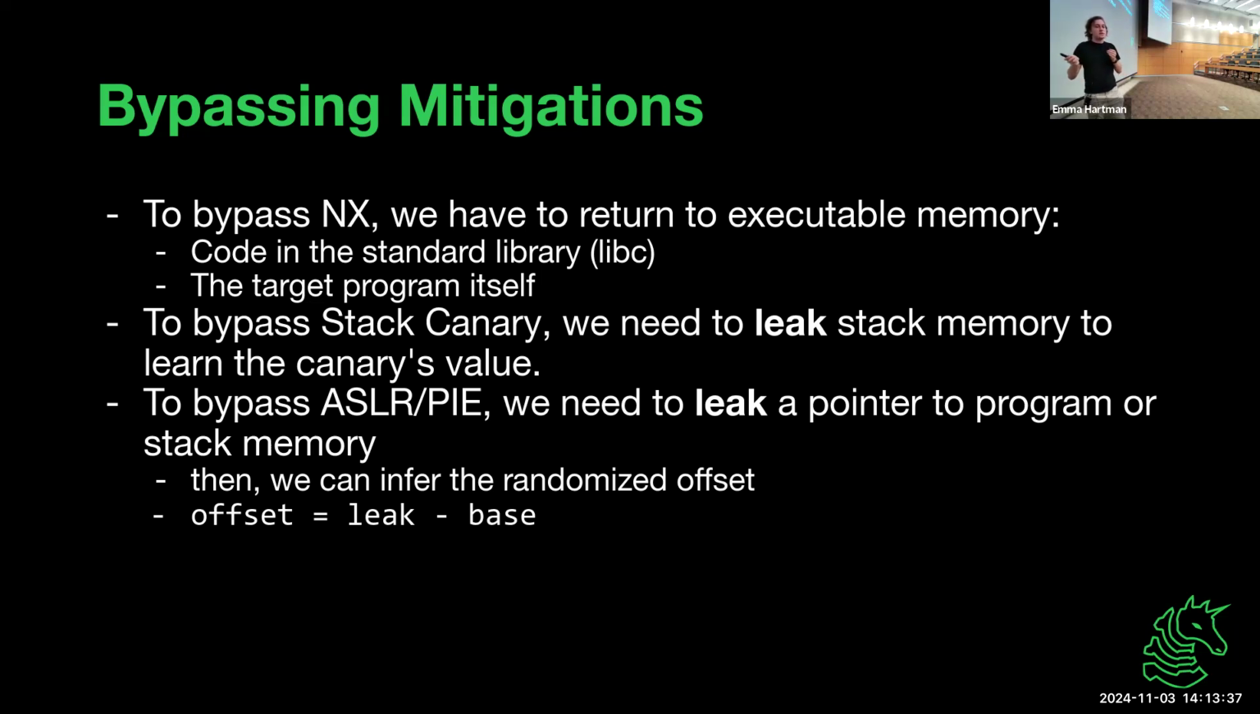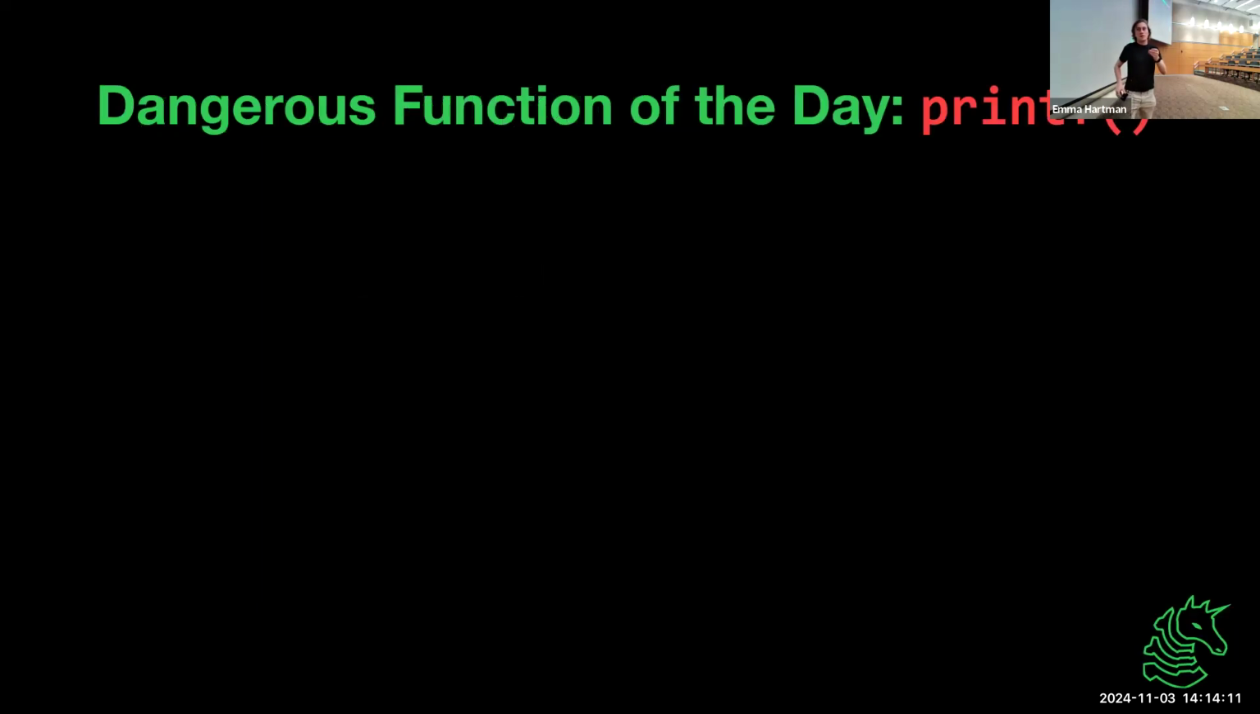And to bypass the stack canary, we'll need to leak the stack memory in order to get what the canary's value is. Or if our exploit doesn't blow through the stack for whatever reason, there are other ways to overwrite different types of code pointers. You can use that as well. And to bypass ASLR, we need to leak some pointer to the program's memory so that we can infer what that randomized offset is. Because if we know what the base address is, and then we get a leak of what the address is in our current execution, we can easily calculate the offset to infer how it was randomized. Okay.